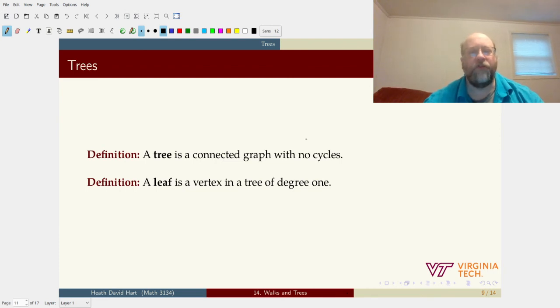Some definitions. A tree is a connected graph with no cycles. So it has to be connected, but nothing loops to each other. And a leaf in a tree is a vertex that has degree 1.